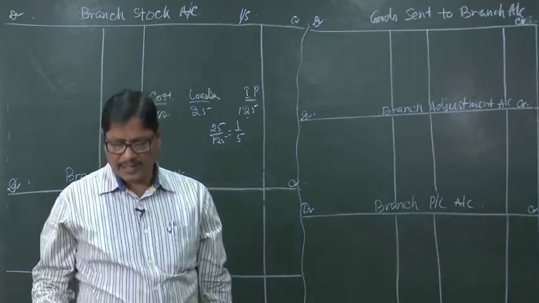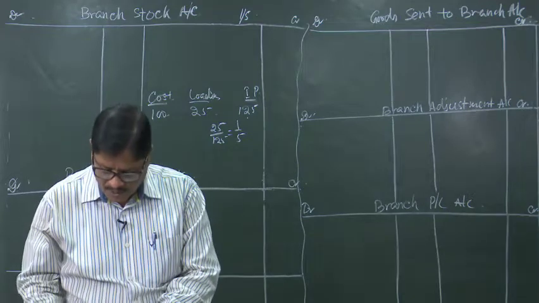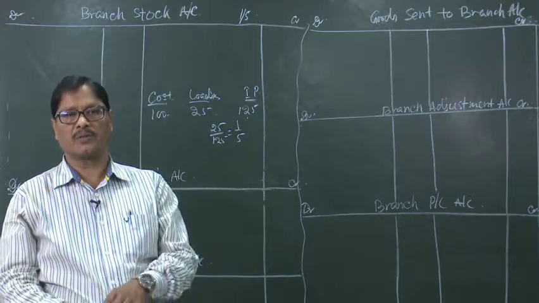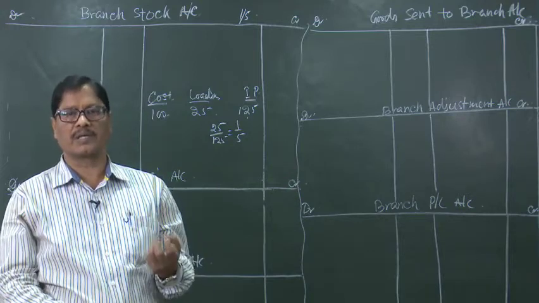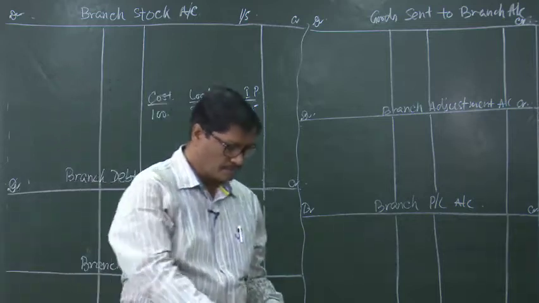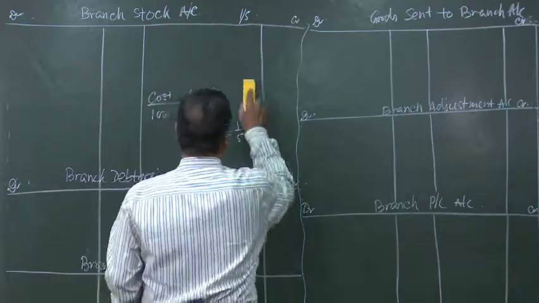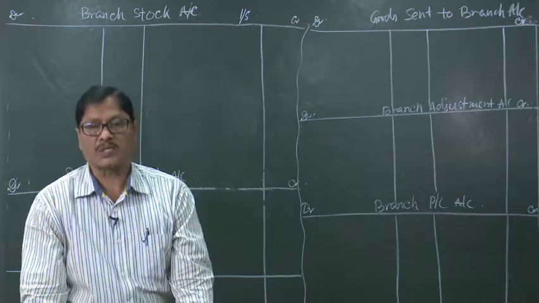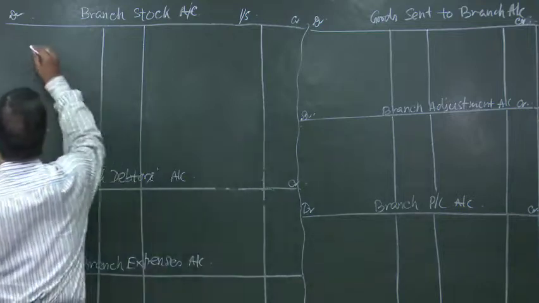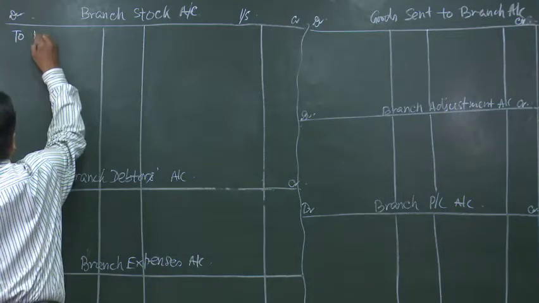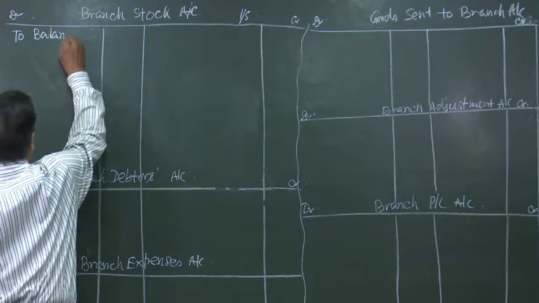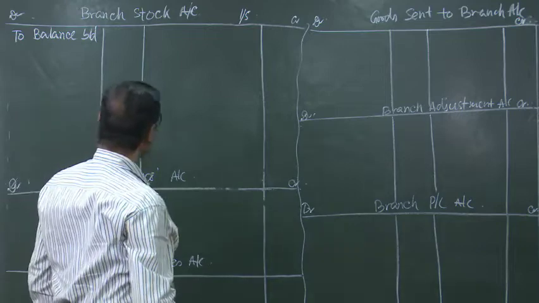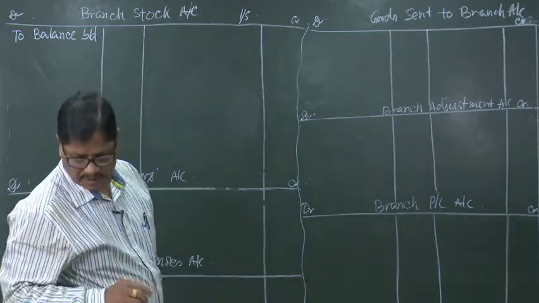So, now let us take up the problem. Opening and closing stocks and goods sent to the branch are all at invoice price. So, we have to remove the loading, and opening stock reserve and closing stock reserve we have to calculate. Now, coming to the problem, stock at branch on 1st January 2015, that means the opening stock, is 20,000. To balance brought down, branch stock account to balance brought down 20,000.